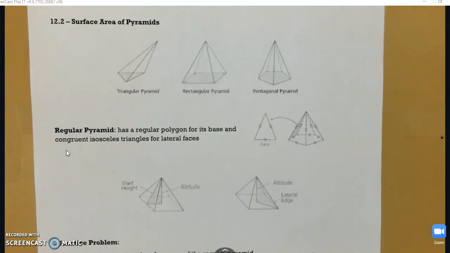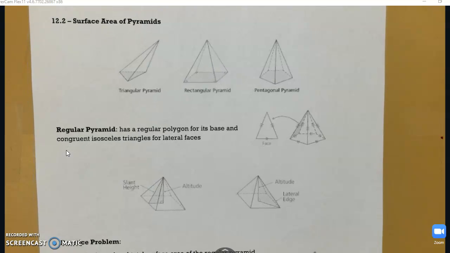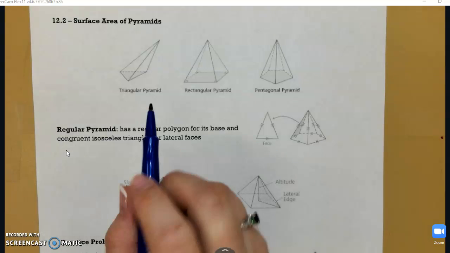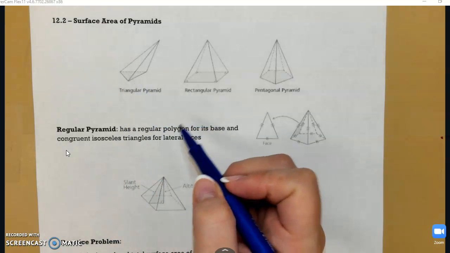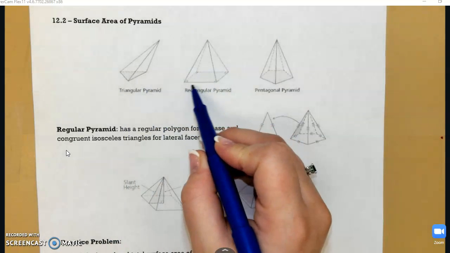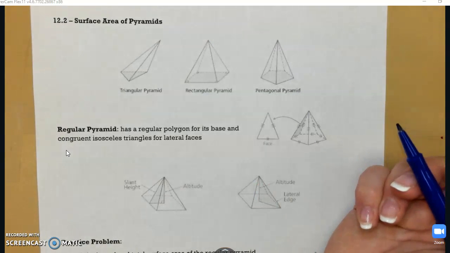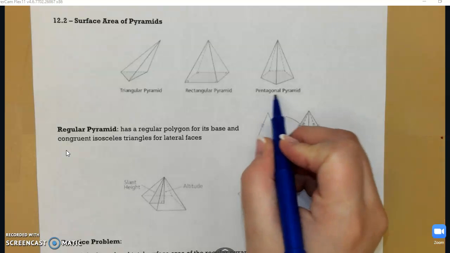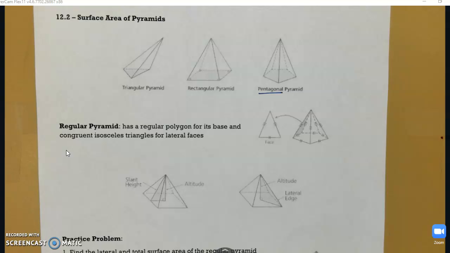12.1 was covering surface area of prisms. Now 12.2 is talking about surface area of pyramids. So we have different types of pyramids. One would be with a triangular base, so that would be a triangular pyramid. Or we have a rectangular pyramid where our base is a rectangle. Or we could even have pentagonal, hexagonal, any kind of other pyramid. Whatever its name is in the front, that's going to be the shape of your base.